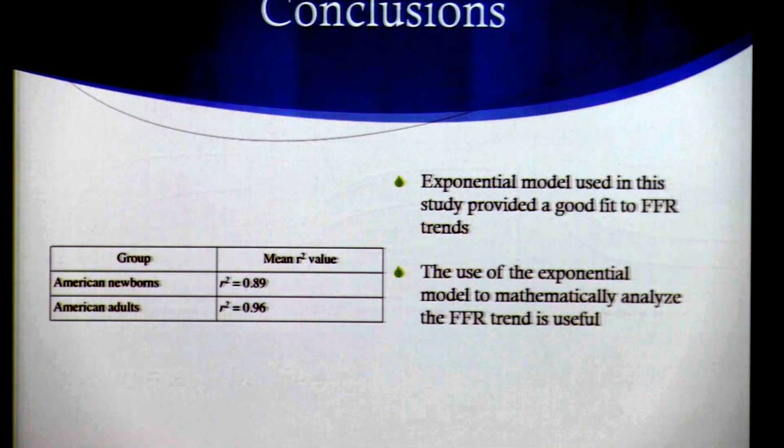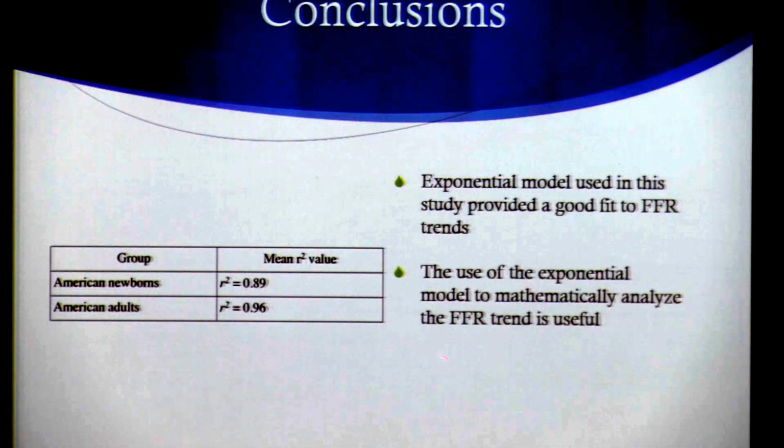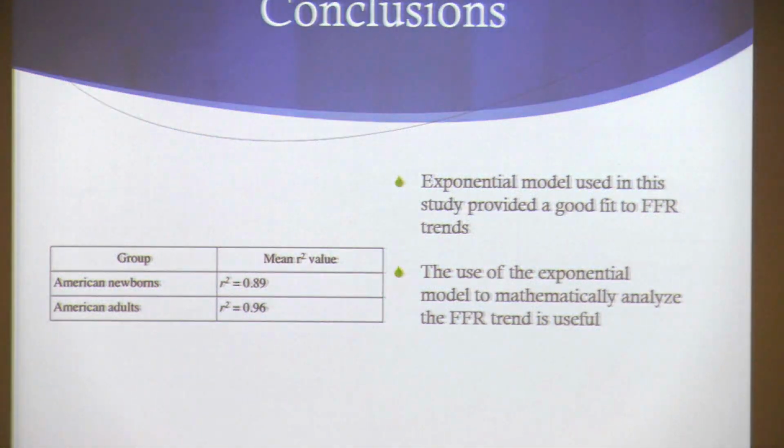So, the exponential model used in this study provided a good, if not great, fit to the FFR trends across all three indices, with a mean R squared value of 0.89 for the newborns and 0.96 for the adults. So the closer to 1 we are, the better. So both of those are pretty good. Also, this shows that the use of an exponential model to mathematically analyze the FFR trends is useful. There was a significant difference between groups when it came to all three indices, which confirms my original hypothesis that the adults would exhibit a more robust response trend.